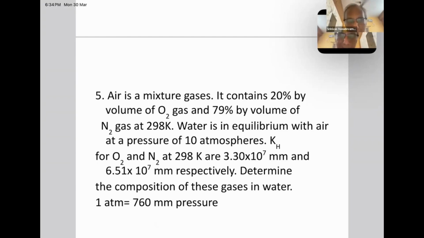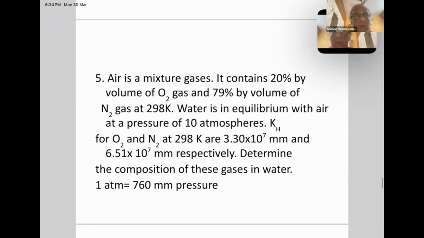1 atmosphere is equal to 760 millimeter pressure here. So here we are going to use two formulas. Dalton's law of partial pressure: partial pressure of the gas is equal to total pressure into mole fraction of the gas. That is the first one. Second one is partial pressure of the gas is equal to KH into number of moles of gas divided by number of moles of gas plus number of moles of solvent. These are the formulas we are using here.